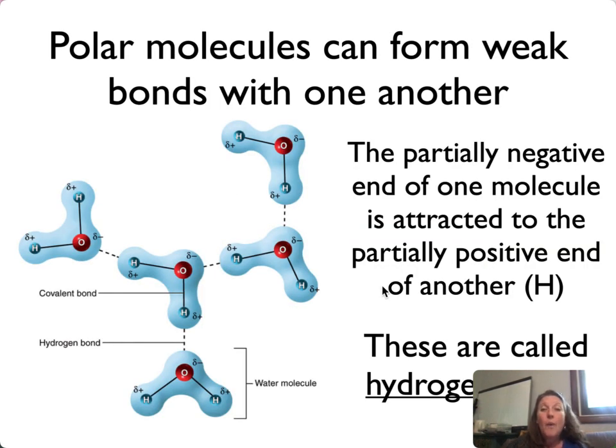Now, what this means is that when you have more than one water molecule, the partially positive end of one water molecule will be attracted to the partially negative end of another water molecule. And same thing between this molecule and another water molecule. The partially positive attracted to the partially negative. Each one of these is an individual distinct molecule, and these are not permanent bonds.